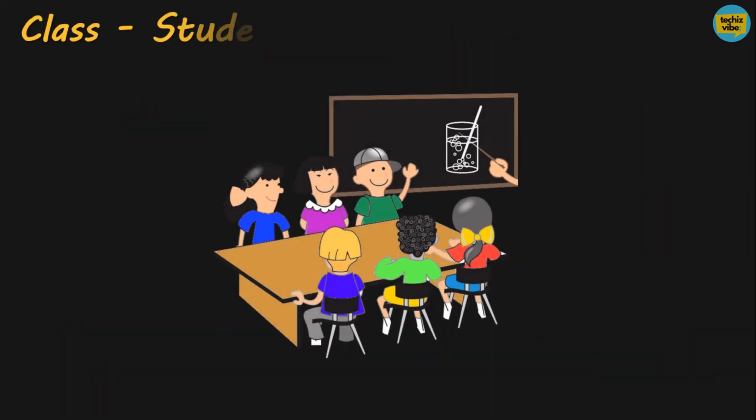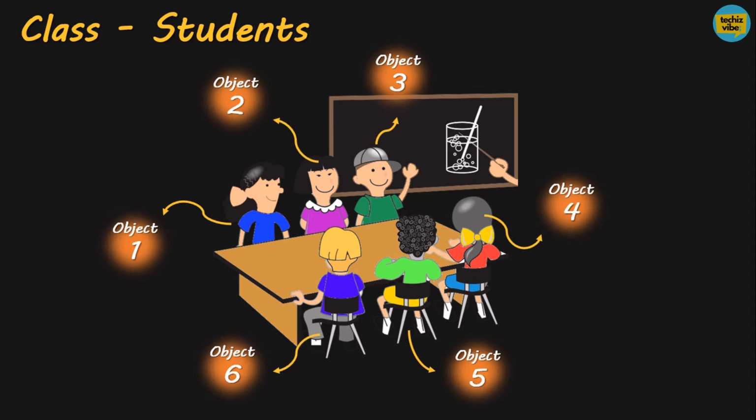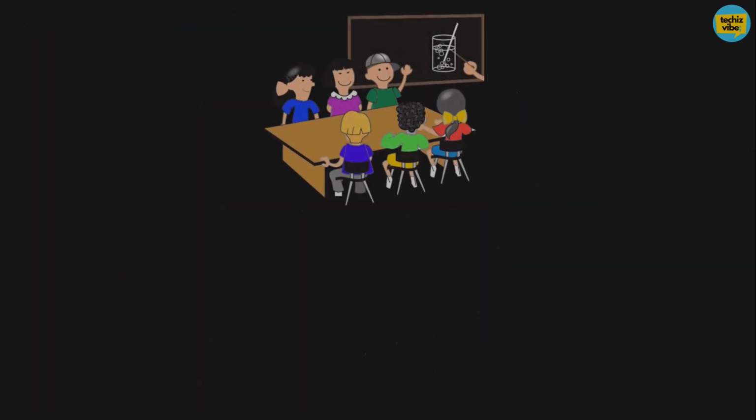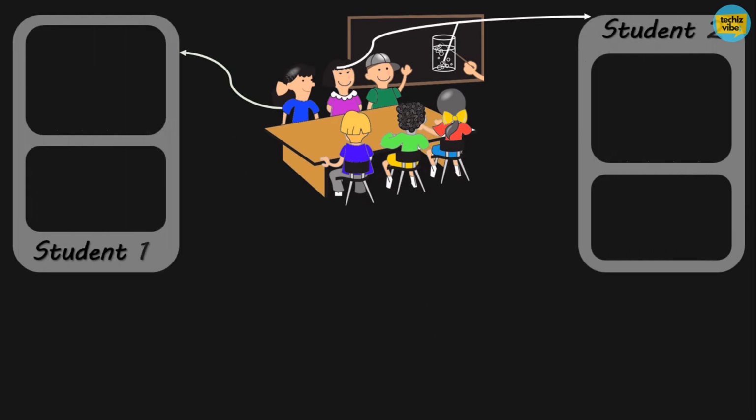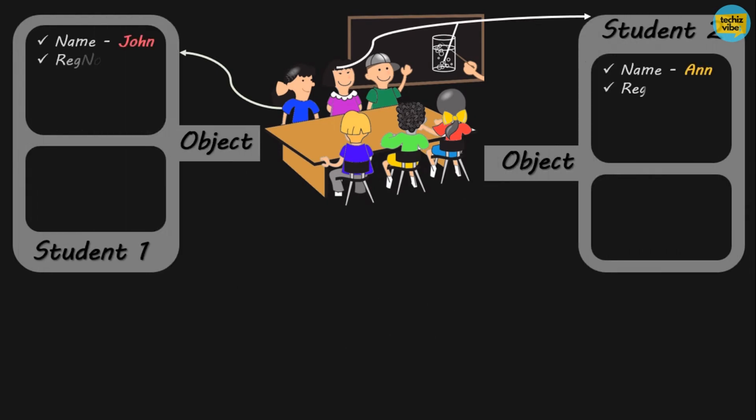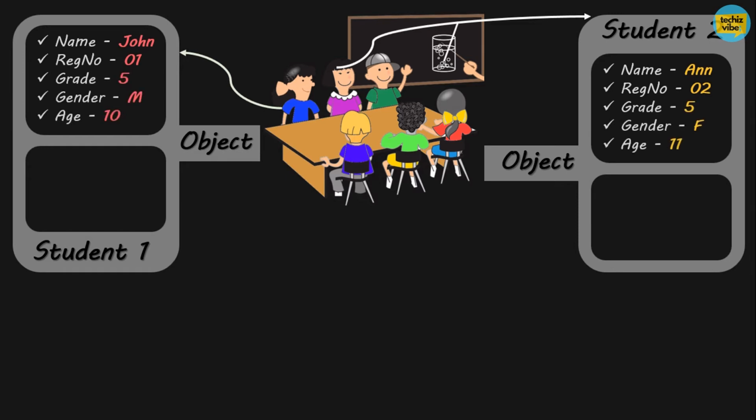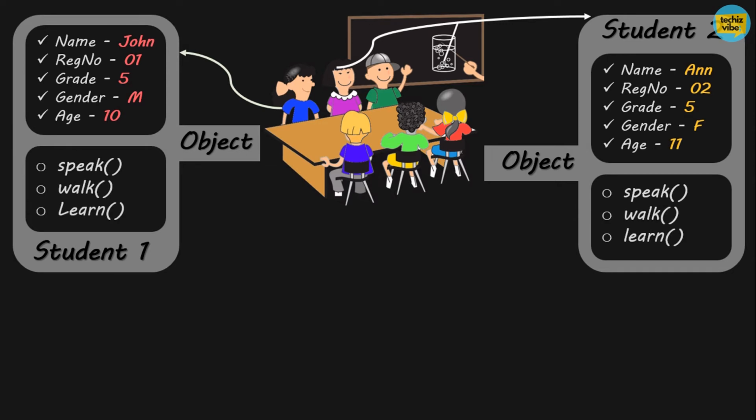But before that, just consider another example, a class of students, where we have 6 students or 6 objects. As you can see on the screen, each student object have name, register number, grade, gender, age, etc. And these have particular values also. And each object can speak, walk, learn. So you know they have state or attribute and behavior or functions.